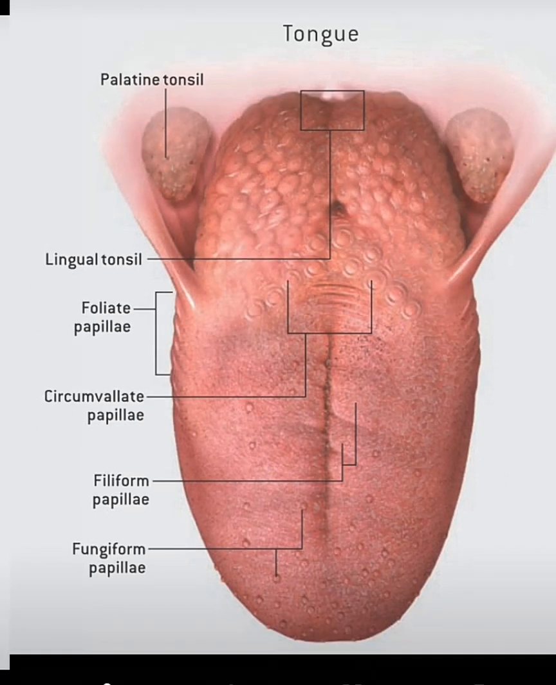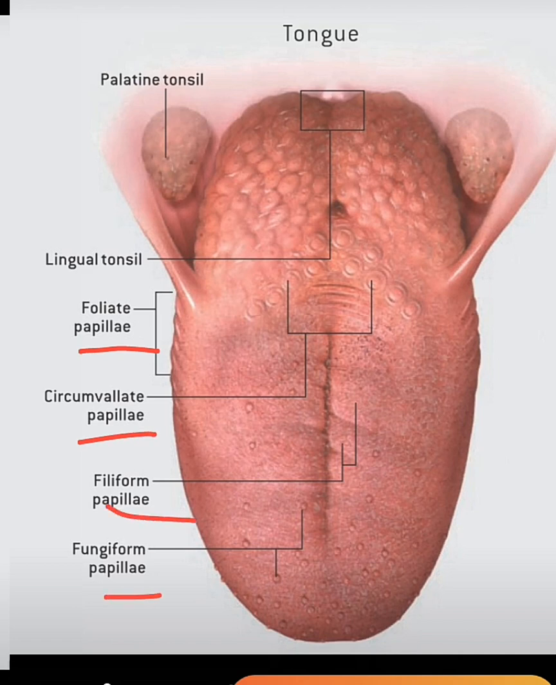The anterior two-thirds of the tongue is rough and irregular, and there are four types of papilla. They are foliate papilla, this is the foliate papilla, and circumvallate papilla, filiform papilla, and fungiform papilla.